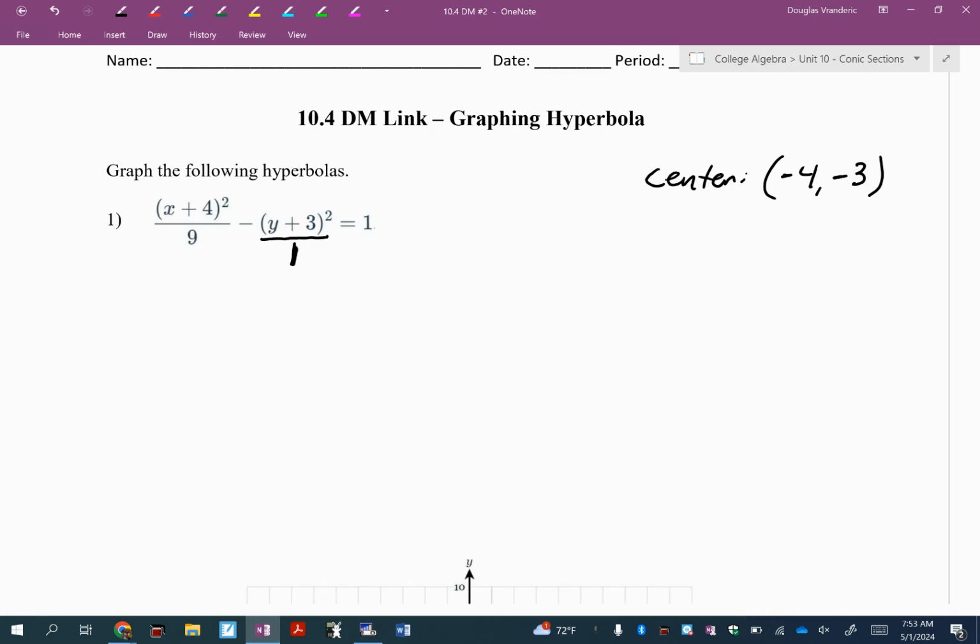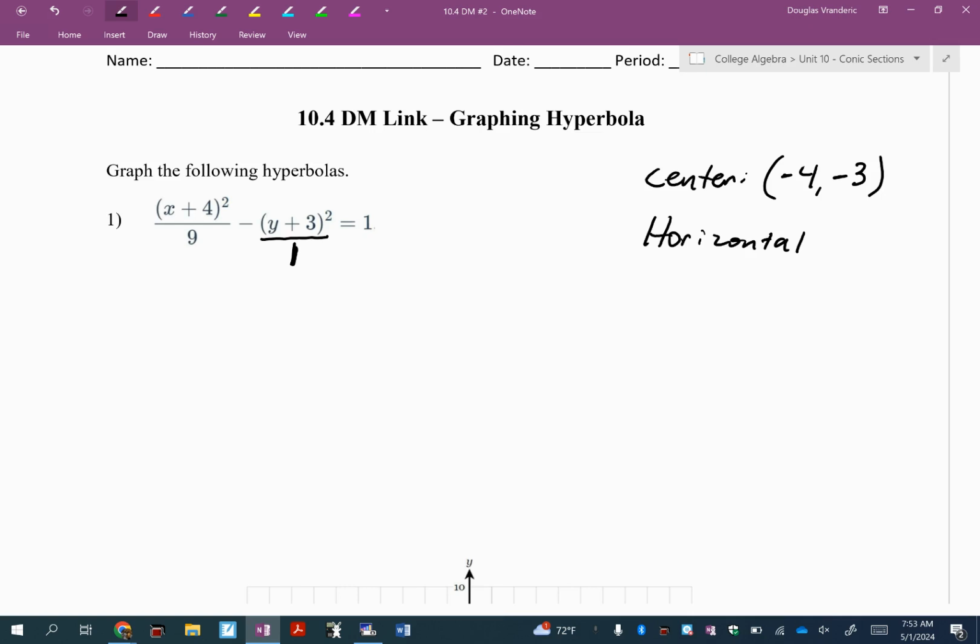Why did you say horizontal, Donovan? Yes, that's exactly right. It's horizontal because the x variable comes first. So whatever letter comes first, and this is new, different than ellipses. With hyperbolas, whatever letter is written first tells you the type of hyperbola. So if x comes first, like in this problem, it's a horizontal hyperbola.